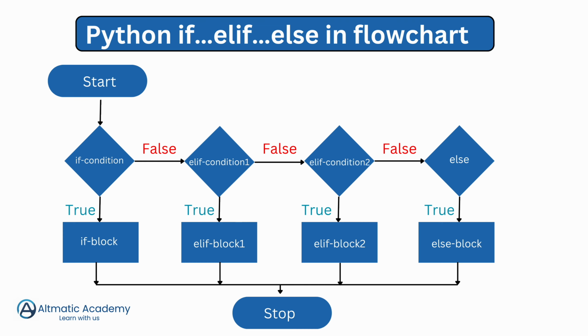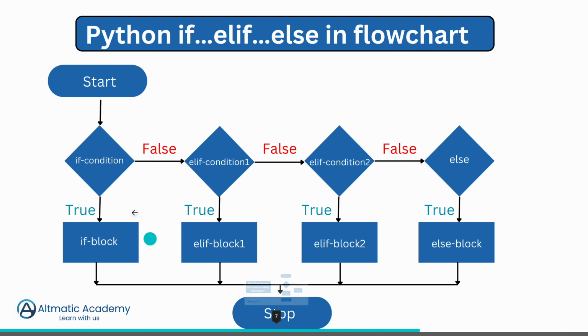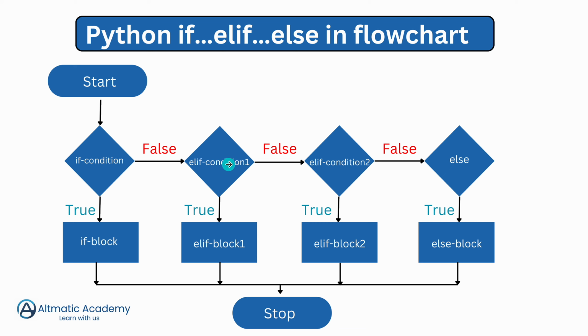So let us understand with a flow chart. You see I have created a flow chart. Here start, you have written some statement, and with that condition, if the condition is true, then the if block will be executed and your program will be stopped, right? If this first condition is true, if will be executed and stop. But if this condition is false, then it will go to another elif condition, else if condition, right?